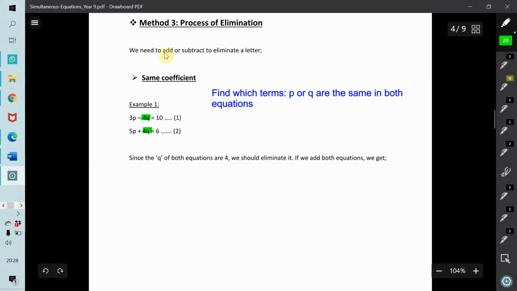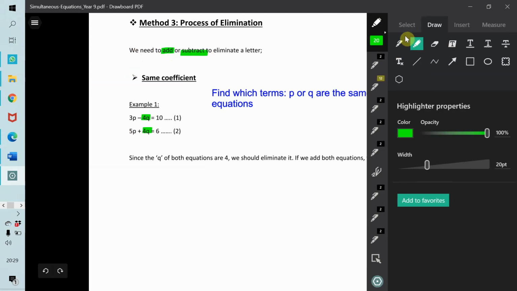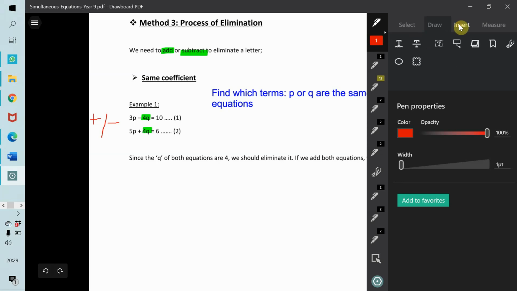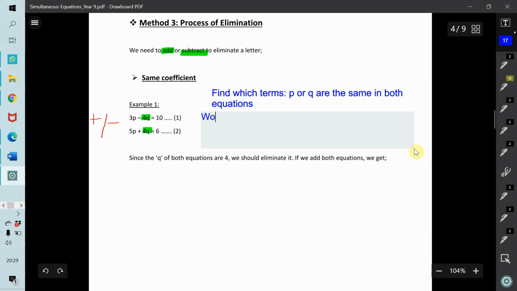Now remember, for us to eliminate, we must either add or subtract. So our next step is to figure this out. So this will be our step 2. Should we plus or minus our two equations? Because we have to work them, remember, simultaneously. So we have to work them at the same time. So let's do some working on the side. In the first equation, your 4Q is negative. So let's write it as minus 4Q. In the second equation, your 4Q is positive. So we write it plus 4Q.